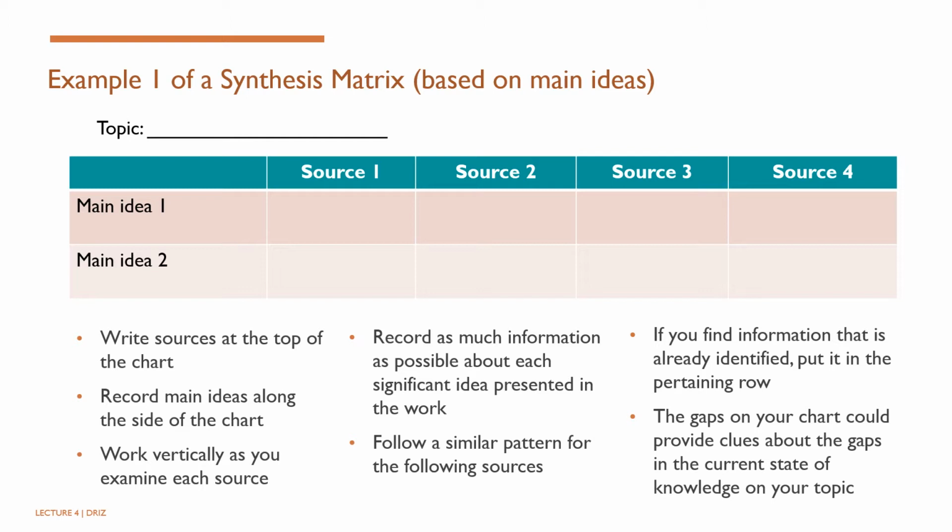If you find information that relates to a main point that was already identified, you simply put it in the pertaining row. But you will probably find new main ideas under each new source, so that you need to add on to your list. After your chart is complete, notice patterns of information. You may find that your sources at times discuss very similar materials, or that they sometimes deal with completely different aspects of your topic. These patterns can be useful in creating a thesis statement that can guide your writing and keep you focused as you begin your draft. The empty spaces on your chart could provide clues about the gaps in the current state of knowledge on your topic.